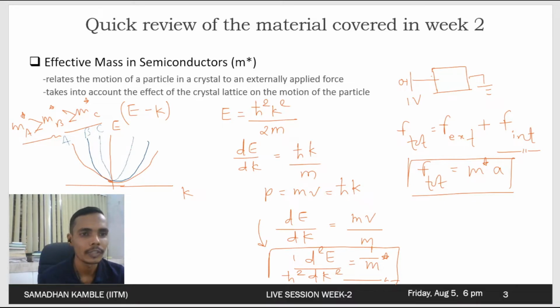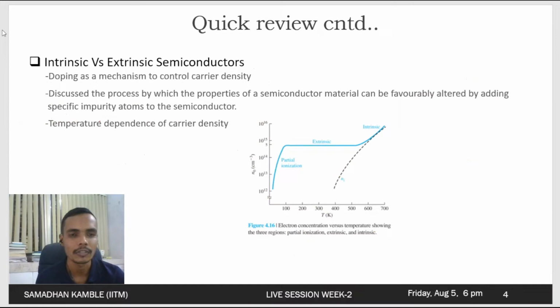Let us go to the second point, which was again very important, in which the professor introduced the concept of extrinsic semiconductors. So intrinsic semiconductors are those semiconductors which have no doping. When we apply doping, we add external impurities, we call it an extrinsic semiconductor, and the pure semiconductor without doping, that is undoped, is nothing but the intrinsic semiconductor.